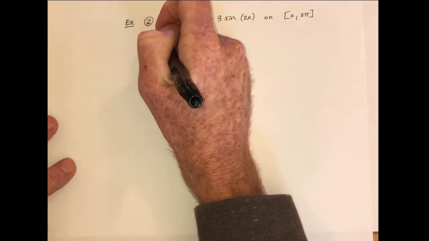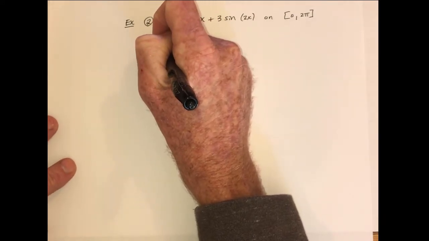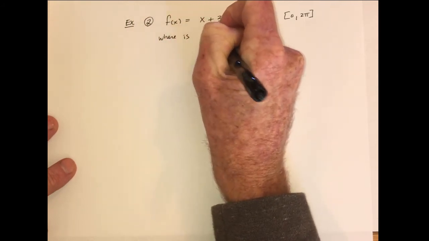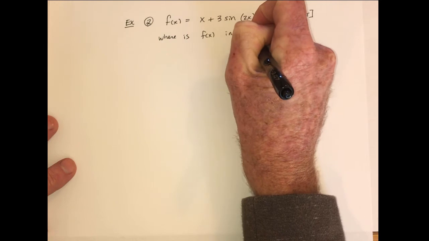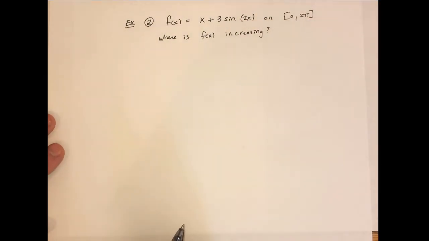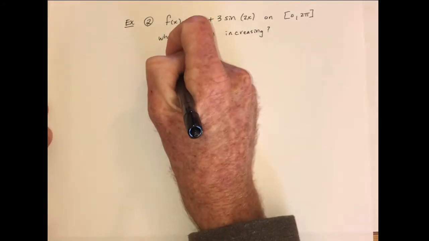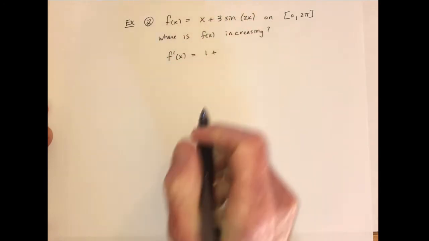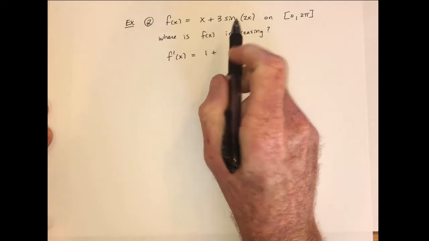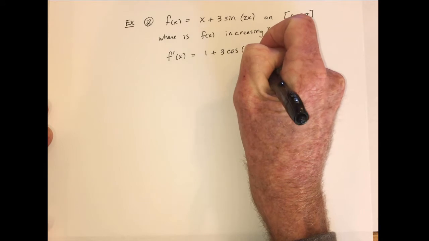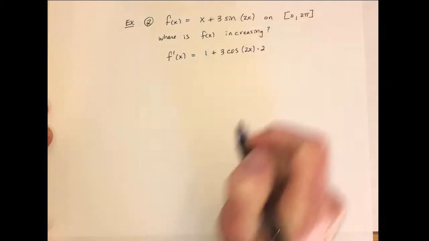And for this question, we're just going to do where is f of x increasing. So first of all, we need the derivative. So the derivative is going to be 1 plus, then the derivative of sine is cosine. So it'll be cosine of 2x. And then don't forget the chain rule, so it's times 2.